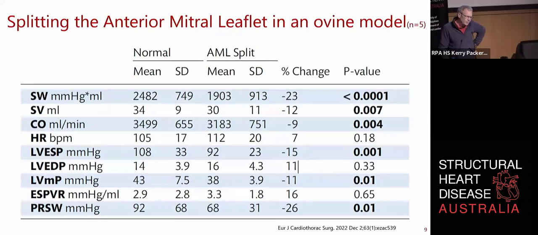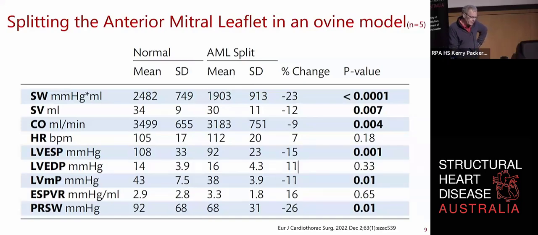In our animal lab, we split the anterior leaflet in an ovine model in a normal, beating heart, and we found quite dramatic changes in hemodynamics and contractility. The stroke work decreased by 23%, stroke volume by 12%, cardiac output went down by 9%, heart rate went up a little bit, but not much. The left ventricular end systolic pressure went down. Left ventricular end diastolic pressure went up.